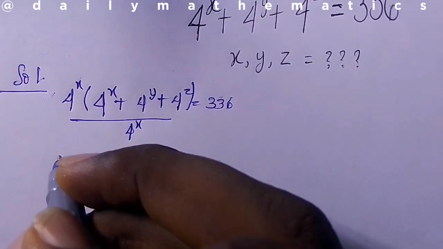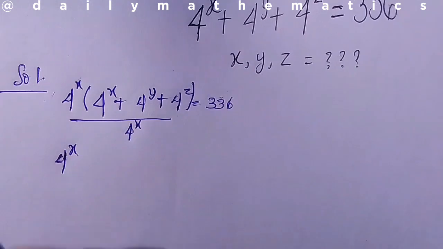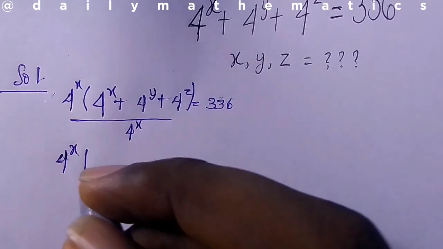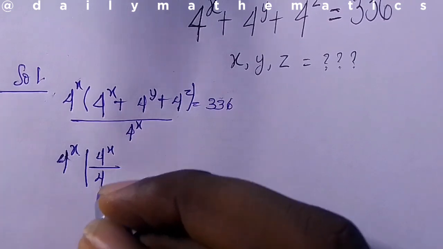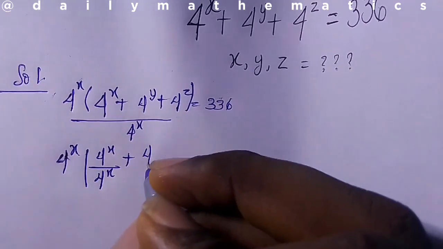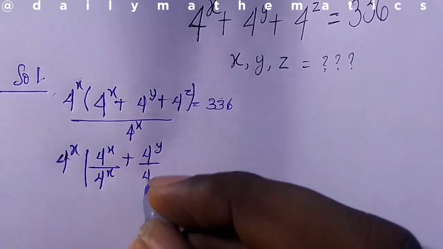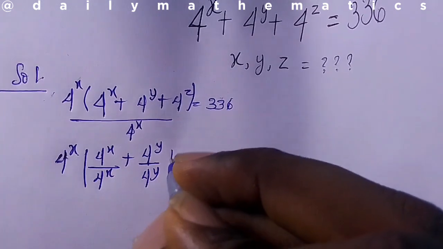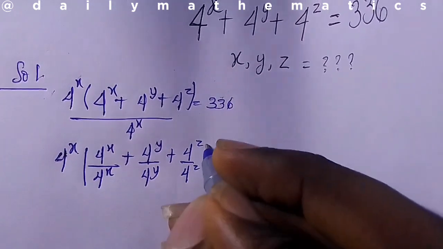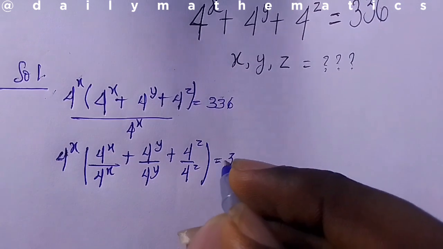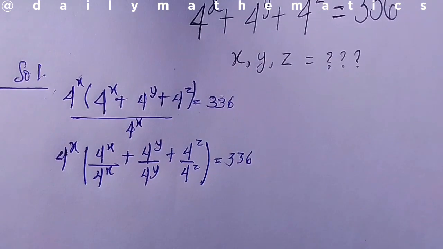So from here we have 4 raised to the power of x. From here we can split it to be 4 raised to the power of x over 4 raised to the power of x plus 4 raised to the power of y over 4 raised to the power of y, plus 4 raised to the power of z over 4 raised to the power of z, then equals 336, right?